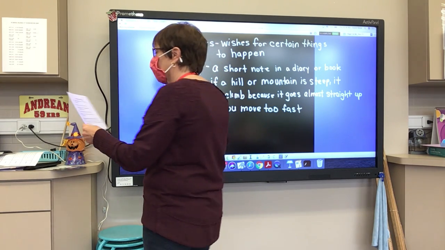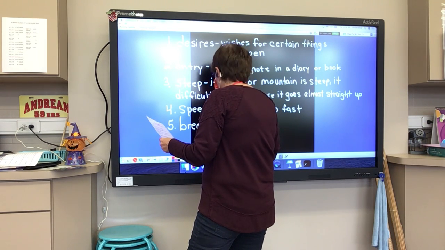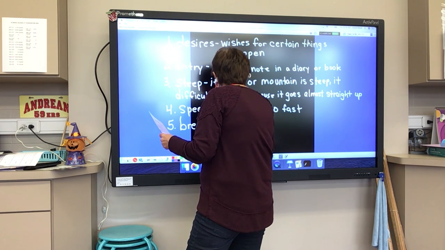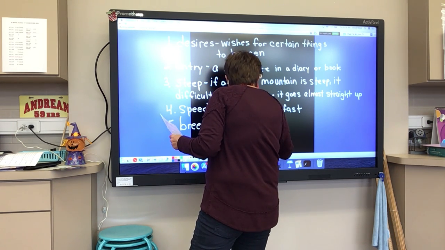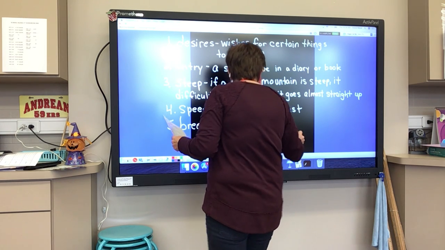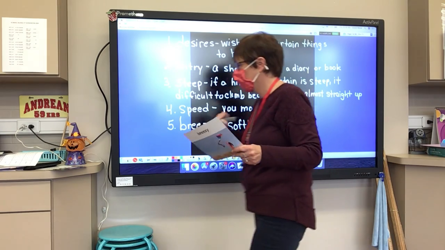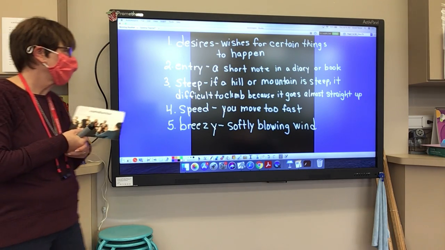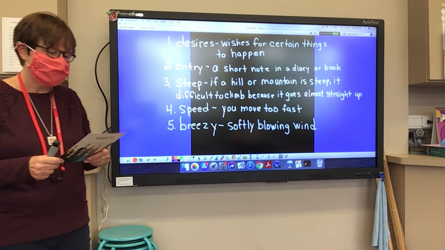Yes, Jensen. When you walk into a scary house, the breezy wind will shut the door. That's right, it will, the breezy wind. Okay, so let's write. You can feel the wind, softly blowing wind. Let's write that, softly blowing wind. Breezy. Oh, I don't know. I think we can fit it though.